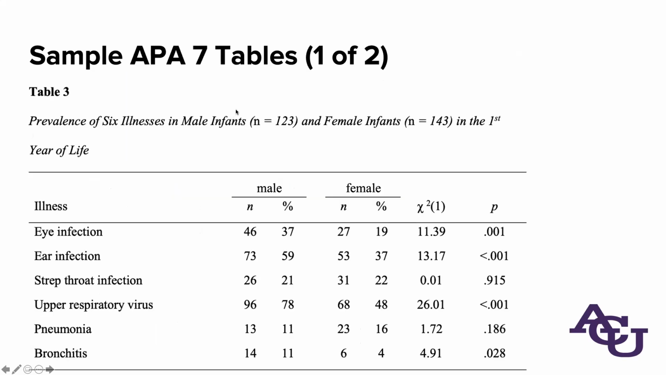Well, here's an example here. What's our table number here? Oh, this is Table 3. What's the title? Prevalence of Six Illnesses in Male Infants and Female Infants. And you can see the title here is italicized. It's in title case, so these short, unimportant words aren't capitalized. And when you have something that should normally be italicized, like N, meaning the sample number here, when it's in text that is being italicized, we reverse it. So what would normally be italicized in the italicized title becomes not italicized.